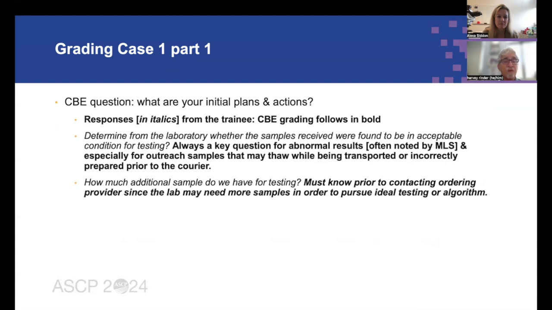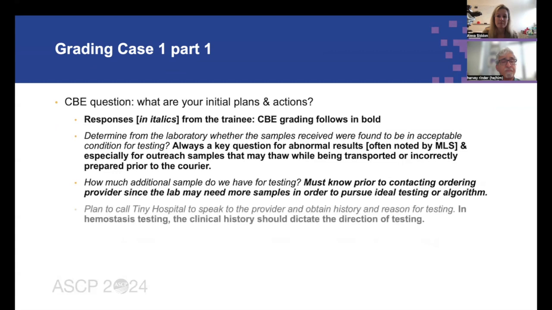They want to know if there was additional sampling for testing. Again, a great question, because if they're going to contact the ordering provider, they may actually need more samples in order to pursue ideal testing or to complete the algorithm for clinical testing. They plan to call Tiny Hospital. The clinical history should always dictate the direction of testing. So this is an excellent point by the resident for their planning.